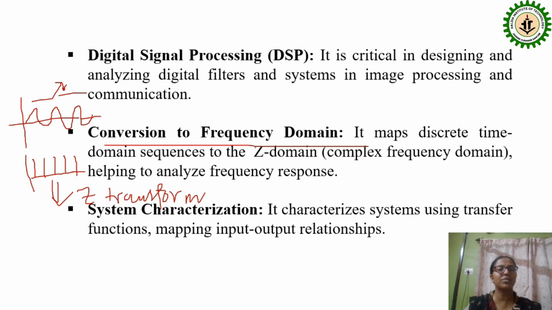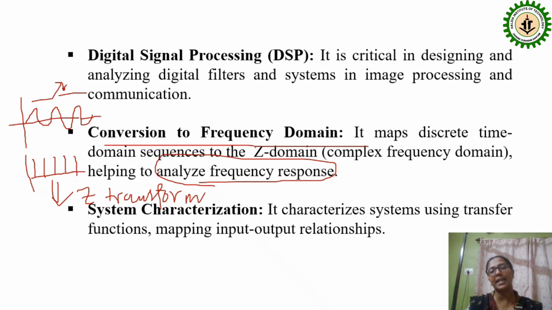In the case of the Z transform, whatever discrete time domain signal you are getting, you are making it into the frequency domain, so the frequency analysis of signals becomes very easy. Another point is why we want to make the signal discrete time or frequency response rather than using it in the time domain.